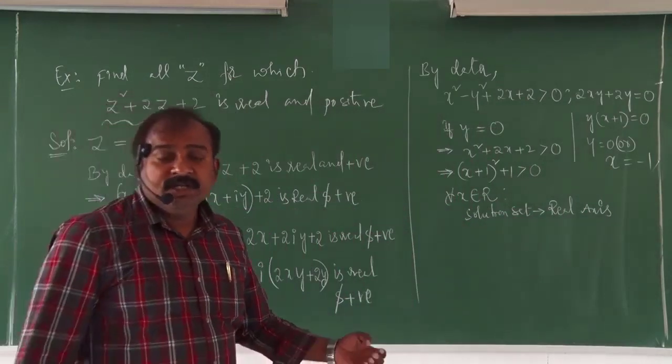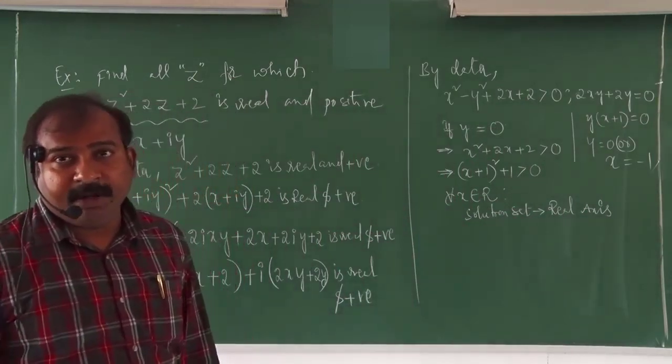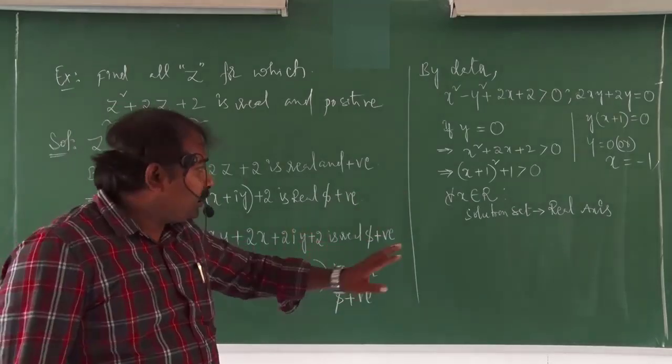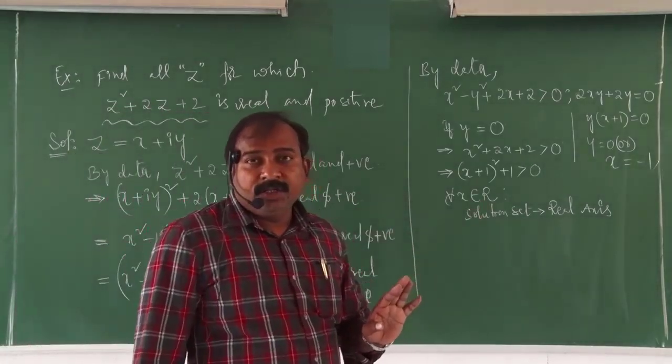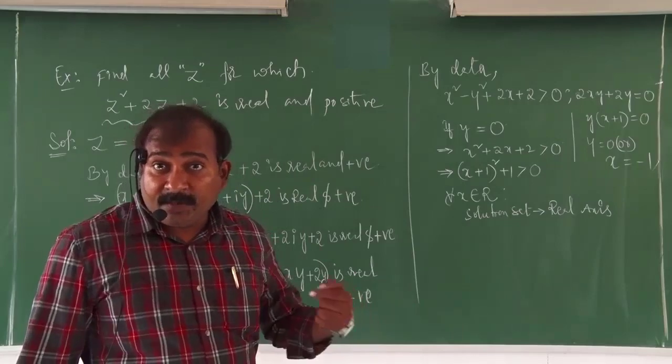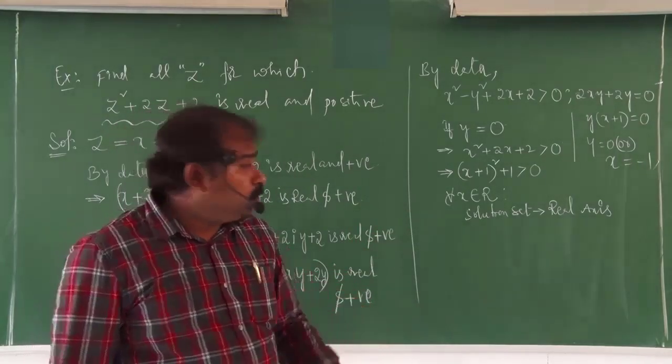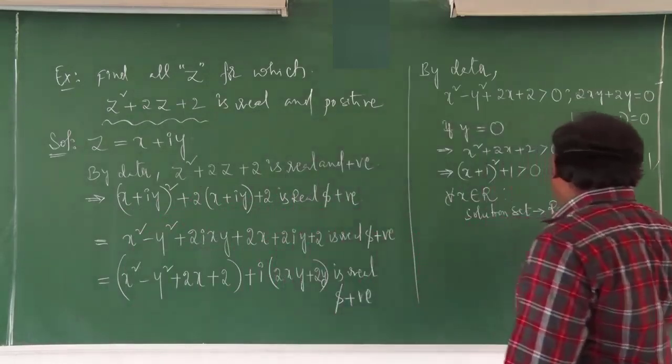Why I am saying real axis: this is the Argand plane, and complex numbers are related to the Argand plane. Here we got y equal to 0 and x belongs to capital R. What does that mean? Our required complex numbers lie on the real axis. So the solution set is nothing but the real axis.